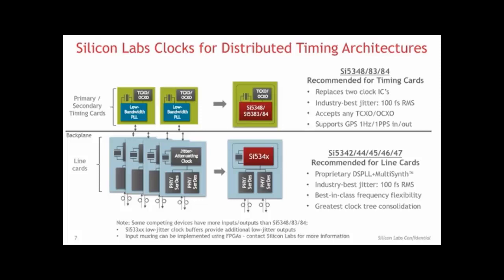One final comment is that some competing devices for timing cards offer a higher number of inputs and outputs than the 5348, 83, and 84. If a customer needs more outputs than what we can provide, the Si533XX buffers offer a cost-effective fan-out option with only 45 femtoseconds of additive jitter. If a customer needs more inputs, this muxing can be done in an FPGA that may already exist on the timing card. If this might be useful for one of your customers, contact Silicon Labs for more information about available FPGA source code for input clock muxing.